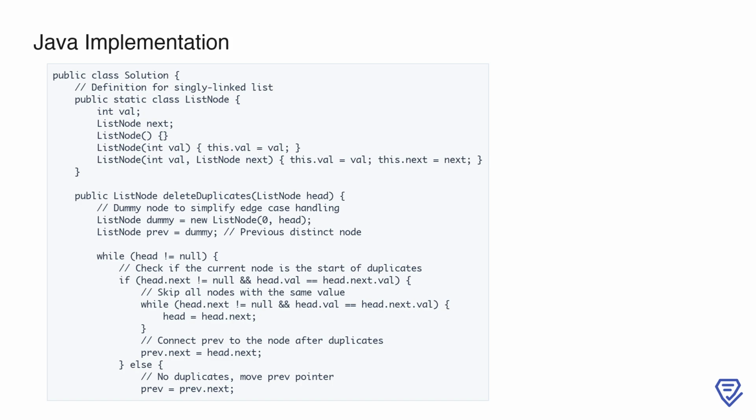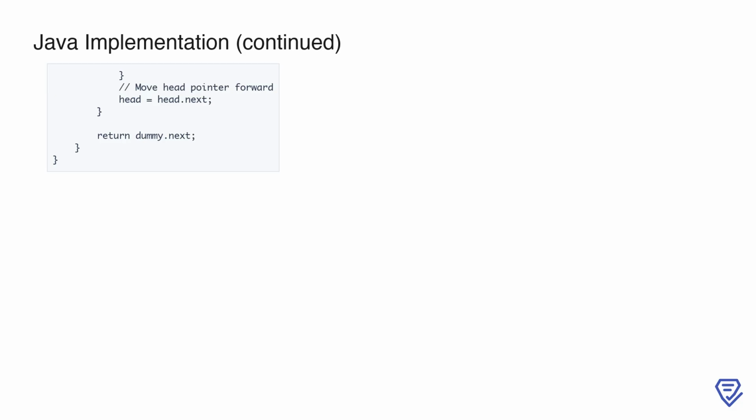After skipping the duplicates, we update the previous.next pointer to bypass the duplicate sequence and connect to the next distinct node. If the current node is not part of a duplicate sequence, we simply move the previous pointer forward to the current node, as it is distinct. Regardless of whether duplicates were found or not, we then move the head pointer forward to continue traversing the list. Once the loop completes, all duplicate nodes have been removed, and we return dummy.next, which points to the head of the modified list. This approach ensures that we handle all edge cases effectively, such as duplicates at the start or end of the list, while maintaining a clean and efficient traversal of the nodes.